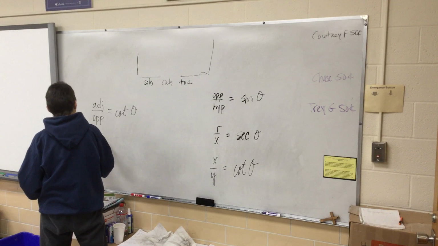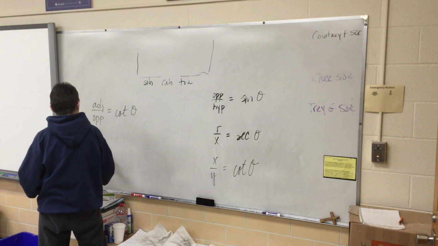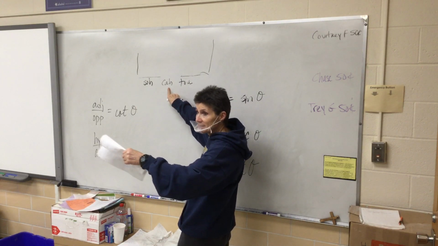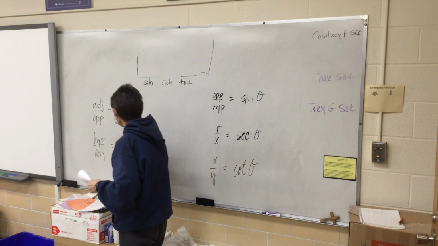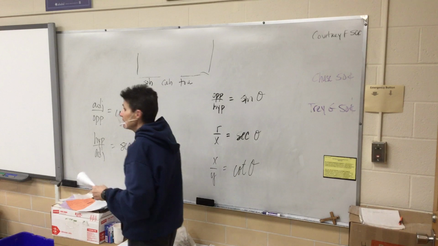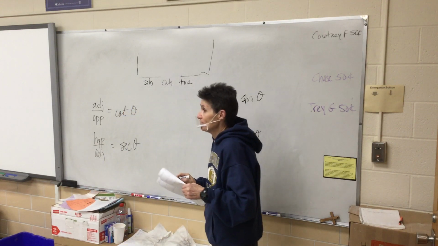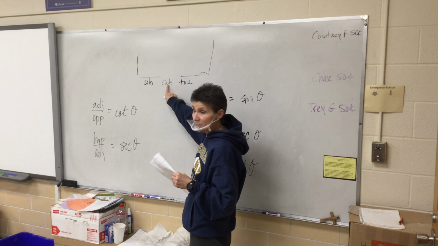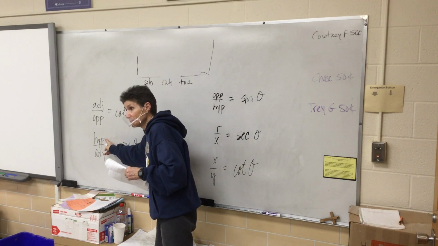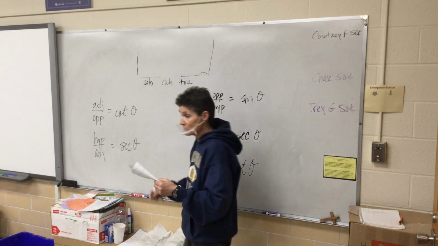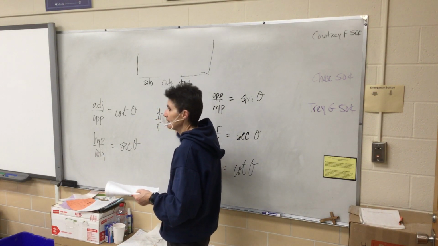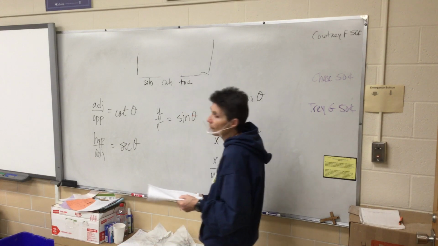How about hypotenuse over adjacent? Somebody said secant, that's exactly right. Again, if you're not sitting there with your pink sheet, folks, cosine is adjacent over hypotenuse. This is that upside down, so that's its reciprocal, which is secant. And y over r, easy one. Y over r is sine.